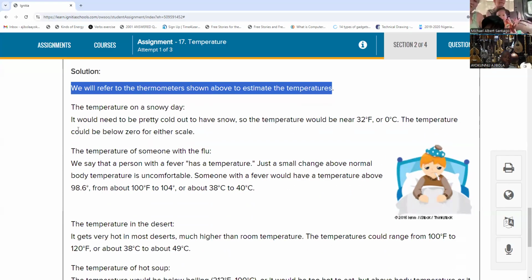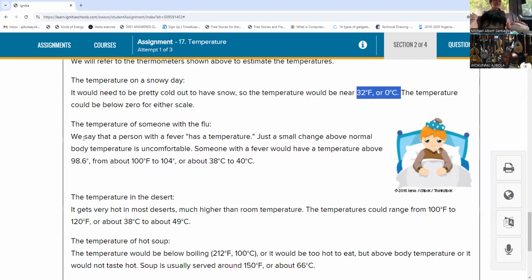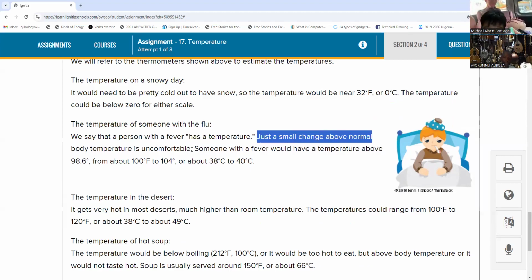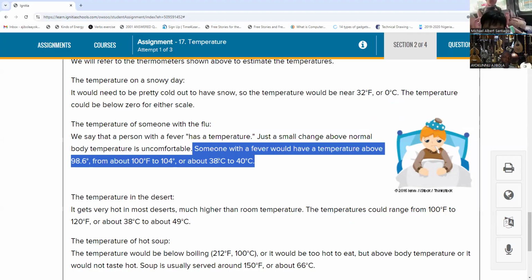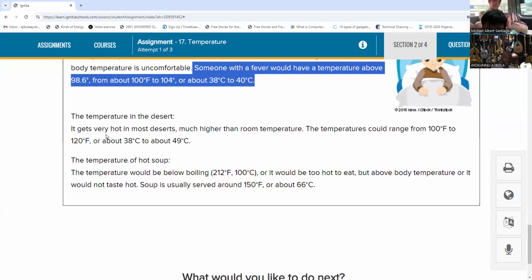The temperature on a snowy day, it would need to be pretty cold to have snow. So the temperature would be near 0, or 32 degrees Fahrenheit, near 0 degrees Celsius. So the temperature could be below 0, but it will be near that. The temperature of someone with a flu: the person must have a fever and has a temperature. So just a small change above the normal body temperature. So for someone with a flu, maybe about 38 to 40 degrees Celsius or 100 to 104 degrees Fahrenheit.